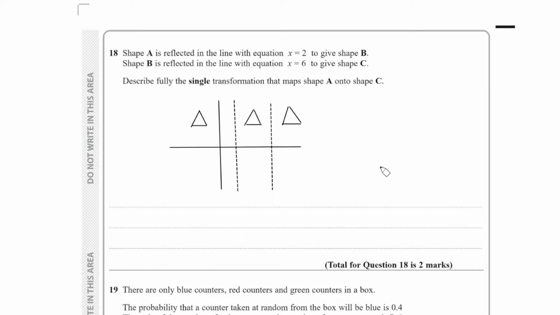So it's only moving along the x-axis. That's the first thing, isn't it? There's no kind of y-axis scenario. So I'm thinking it's going to be a translation, isn't it? That's the first thing we could say, a translation. And then we need to figure out the distance. How far is it translated by?